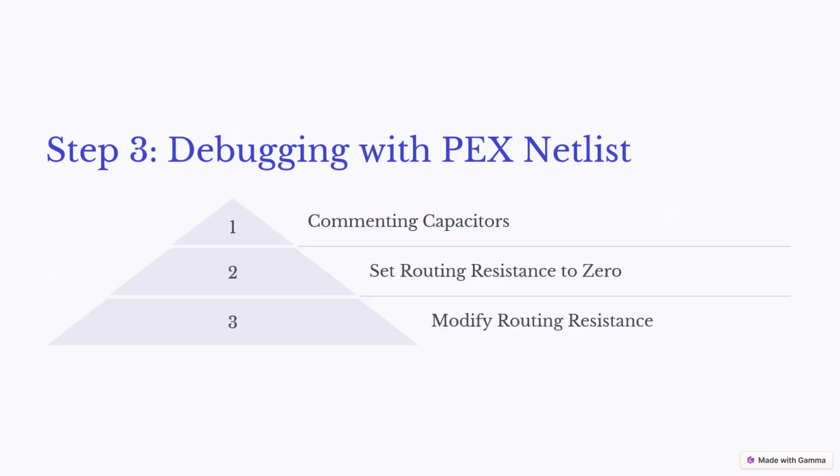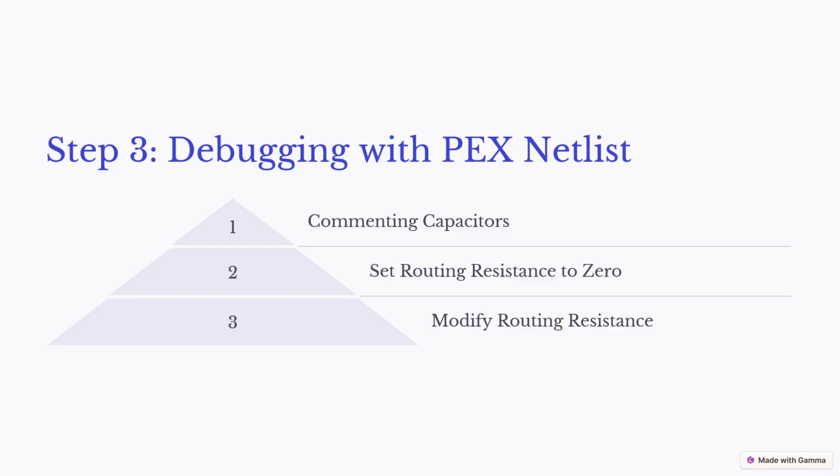Step 3. Debugging with PEX Netlists. When parasitic effects distort your simulation results, debugging the PEX netlist becomes critical. Here's how you can do it. First, if unwanted parasitic capacitances are causing distortions, comment them out in the CC netlist using this command. This command will comment the CC cap between OUTP and AGND-net.